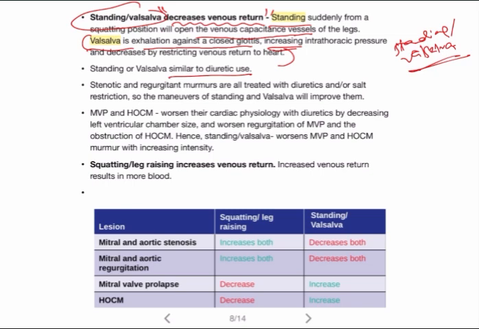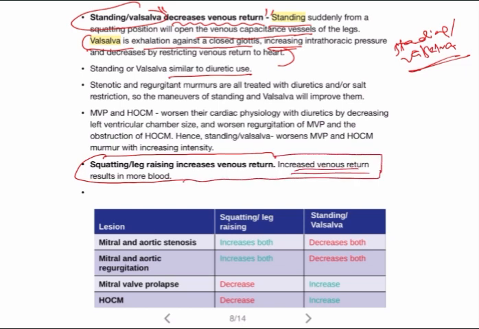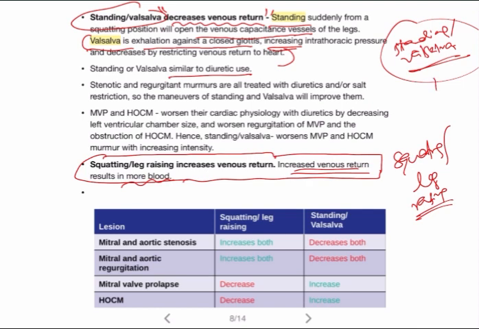Now, squatting and leg raising. Squatting means sitting, and with leg raising, you are lifting your legs. This causes increased venous return and results in more blood. So standing and Valsalva cause decreased blood, while squatting or leg raising cause more blood.